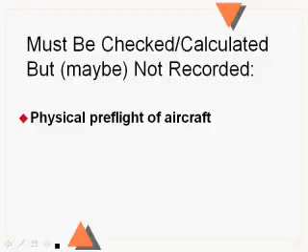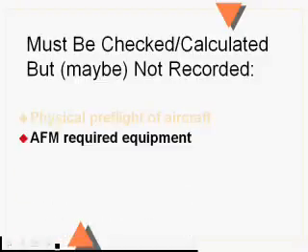Approved flight manual, required equipment. In the approved flight manual, there's going to be a required equipment list. Everything on that list has to be on board the airplane and be working. So you are responsible as the pilot in command to make sure that everything on that list is in the airplane, on the airplane, attached to the airplane, etc.